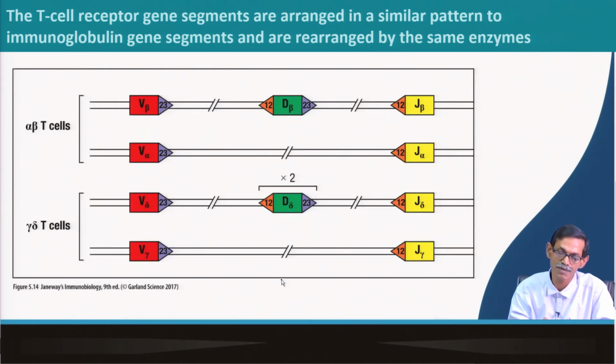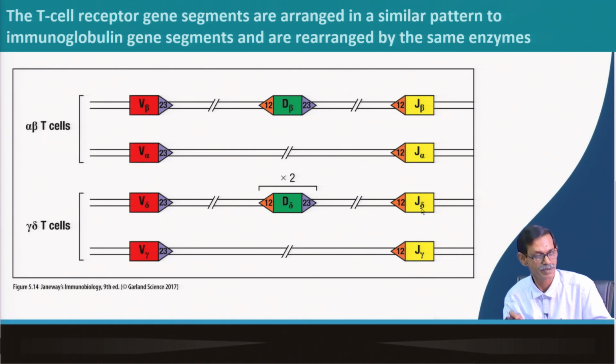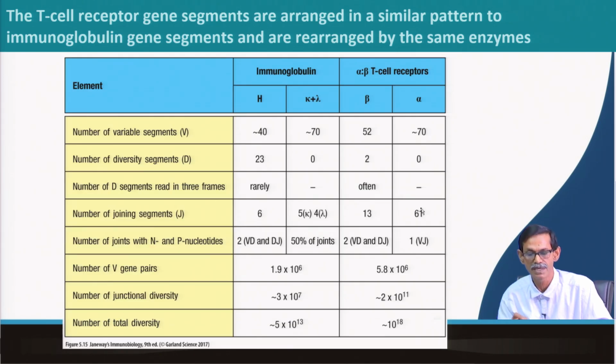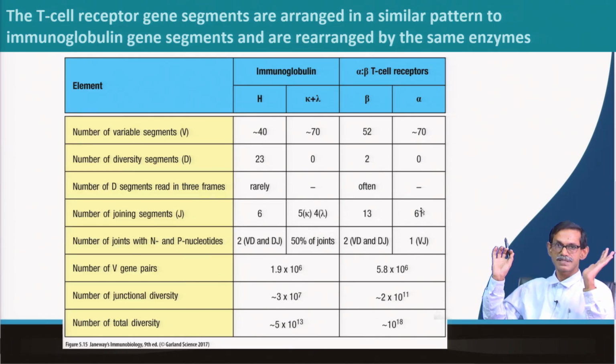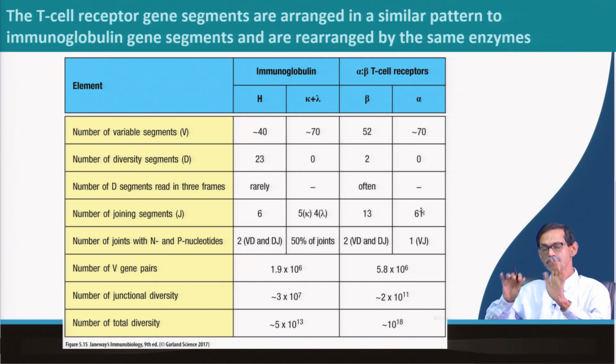Alpha beta and gamma delta are very much similar. They all have the 12-23 rule, and they follow it in both the gamma delta T cell receptor and the alpha beta T cell receptor. Their arrangement may be different, but the mechanism, or the principle, is the same. So, this is the summary. I am not going to read through it and waste time.